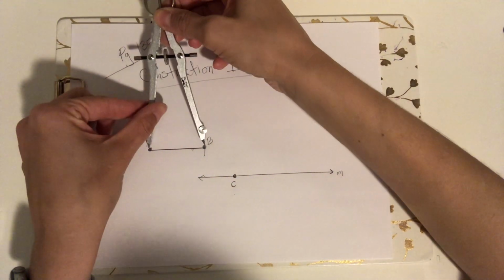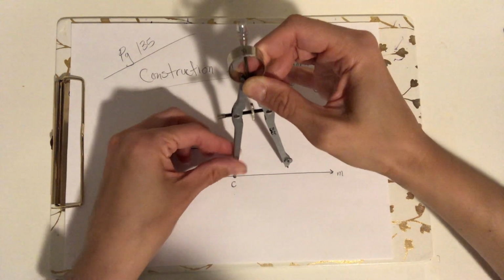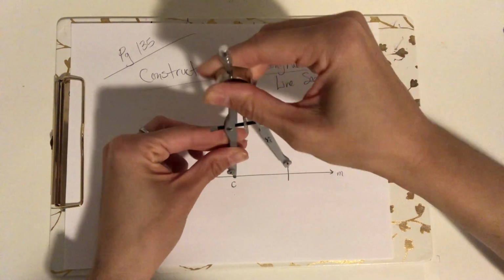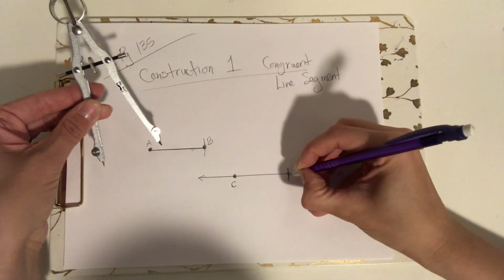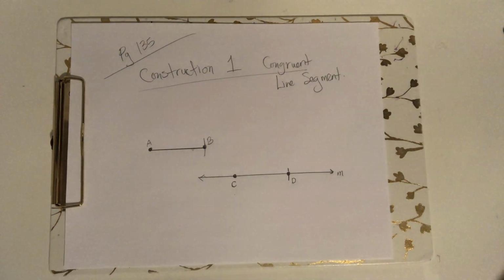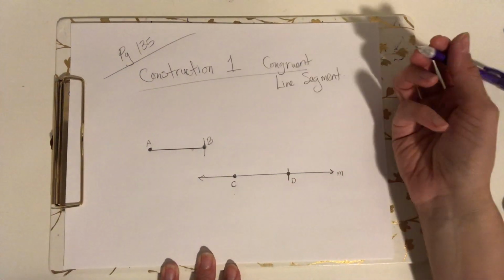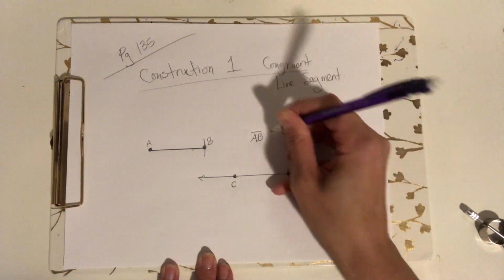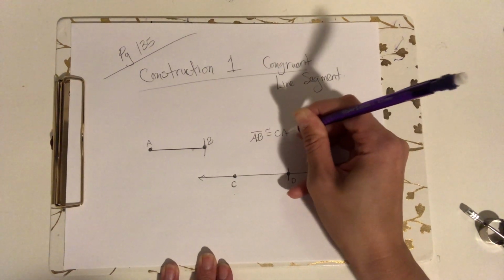So, having captured this distance, take your compass, keep that distance, put the center on C and make an arc on line M, in this case to the right of point C. Now you have the place where you want to put down point D. And there you have it. That's literally all of it. So in making this congruent line segment, we could say specifically according to the series of steps that we took that line segment AB is congruent to line segment CD.